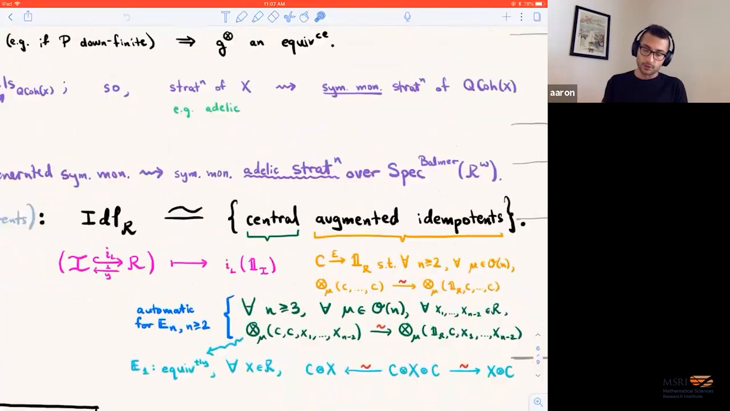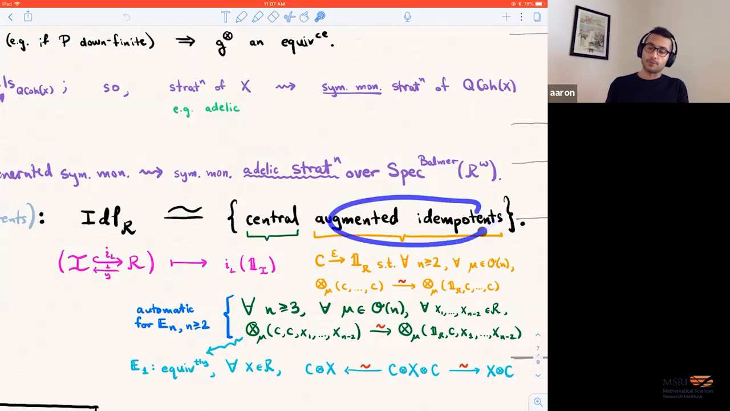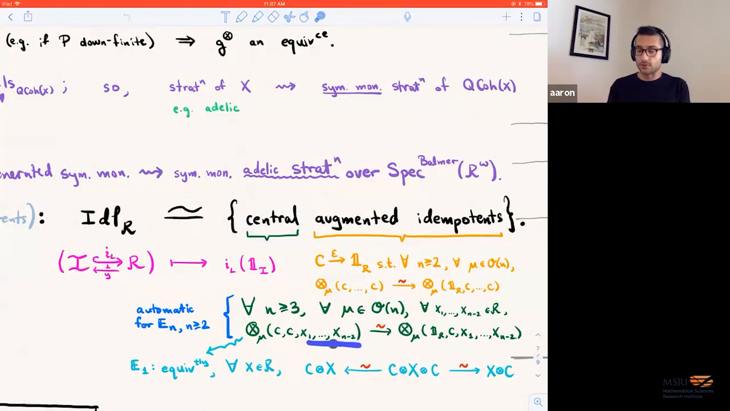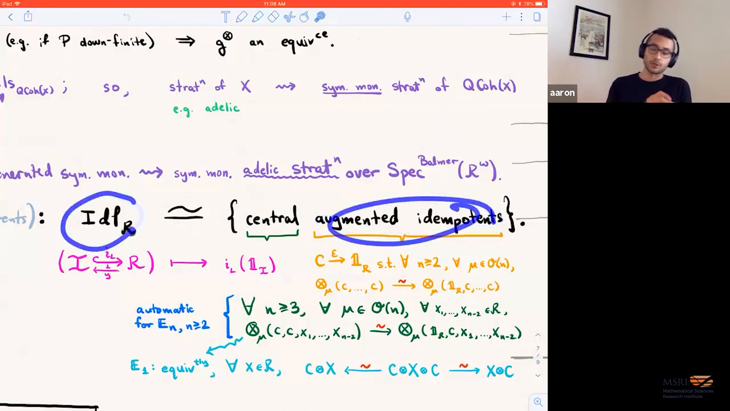So first of all, it's not just an augmented idempotent, but in fact it satisfies this additional condition of being central. That's a condition about all lists of objects as opposed to just the idempotent itself. C stands here for coalgebra. This centrality is automatic for E_N as soon as N equals two. So if you're in a braided monoidal category, then the word central is vacuous. Every augmented idempotent is automatically central, and those are equivalent to closed ideals.